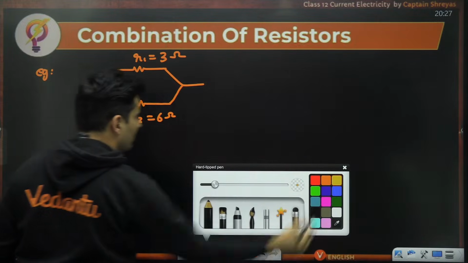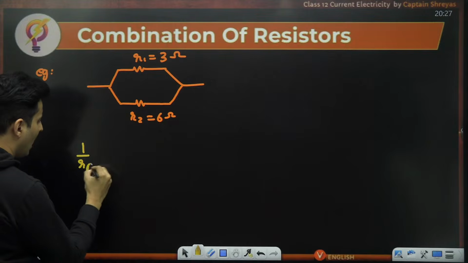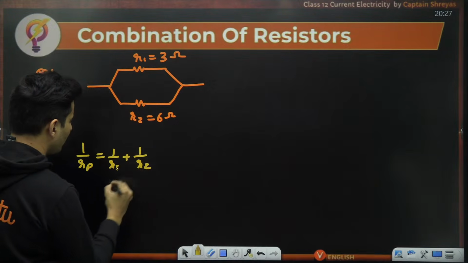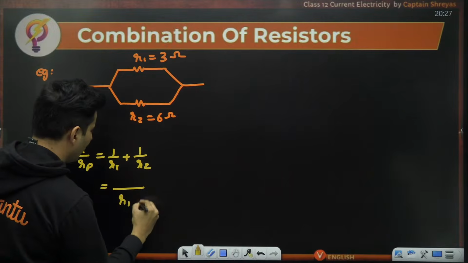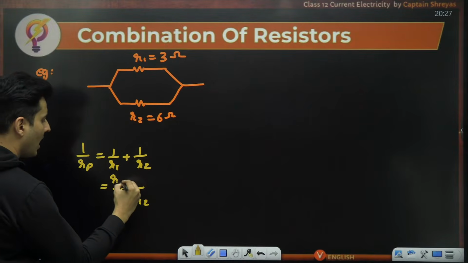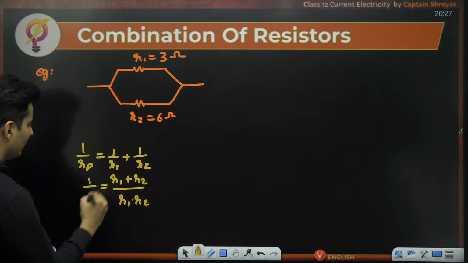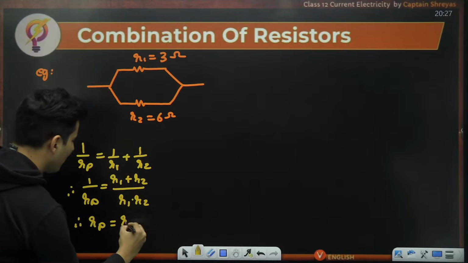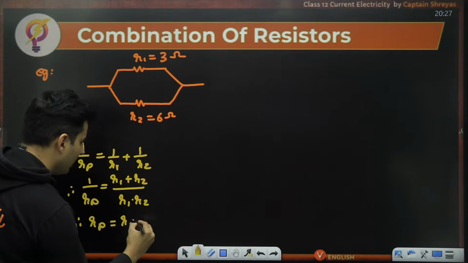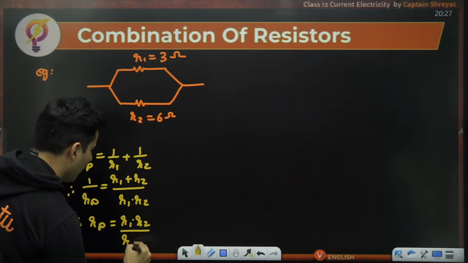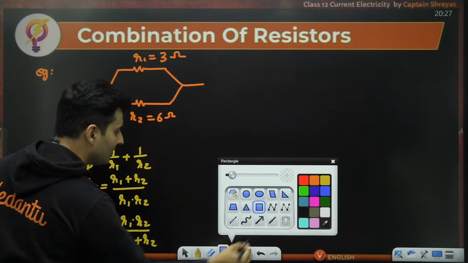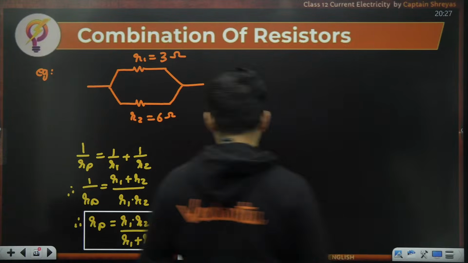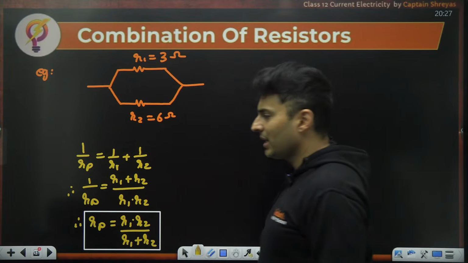So whenever such a situation comes, see, 1 by Rp is 1 by R1 plus 1 by R2, isn't it? So if you take the LCM, it will be R1 R2, correct? And this will be R1 plus R2 on the top, but this is the reciprocal of the final resistance. So Rp will be R1 multiplied by R2 divided by R1 plus R2. Now this formula is beneficial most of the time only when there are two resistors, directly you can get the answer.